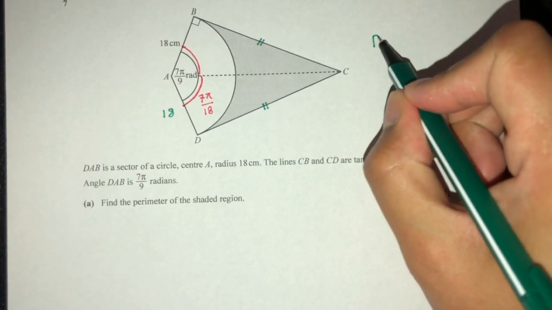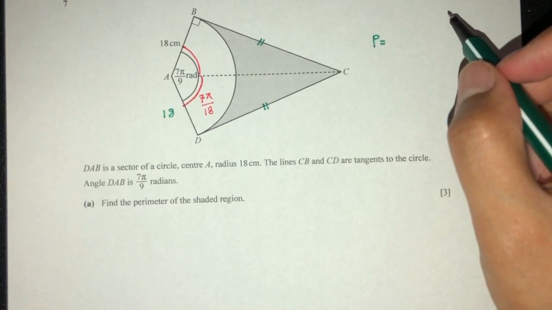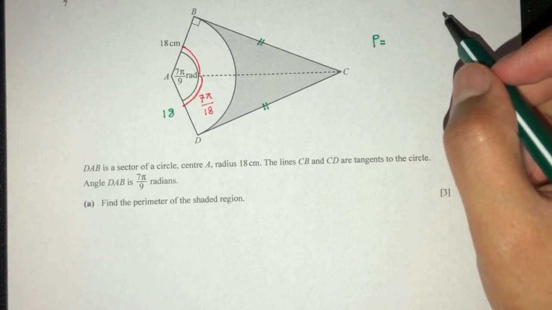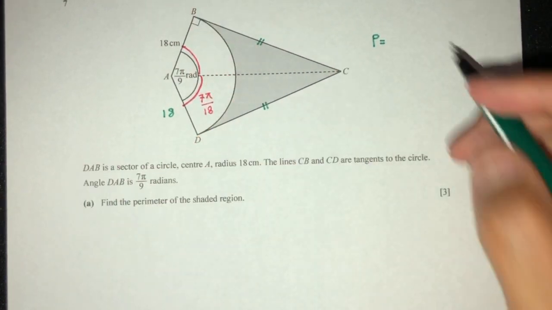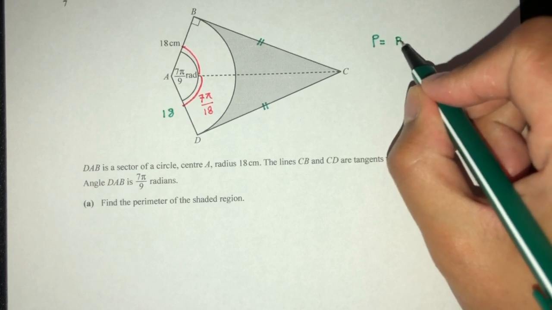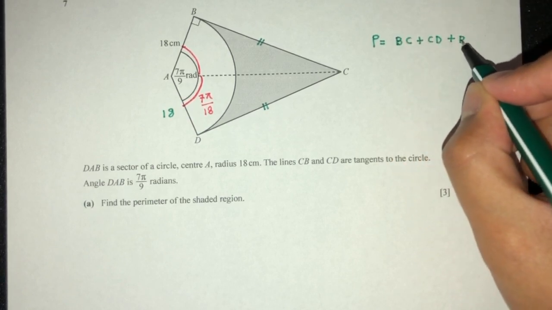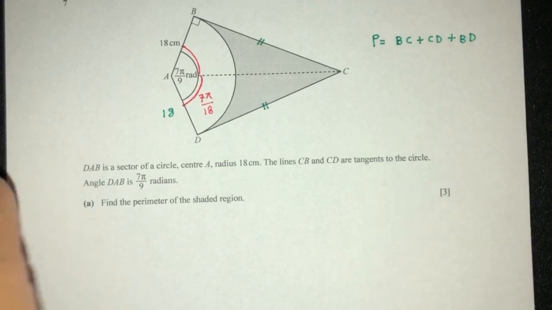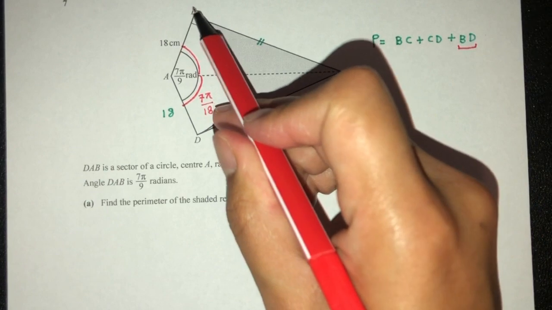To find the perimeter by observation, we know that perimeter is a distance around the object, around the shape or the area. That will be this one, this and this. So we understand that will be BC plus CD plus BD. That will be the perimeter. Now what can we find? We can find this first, pretty easy. BD is the arc length.